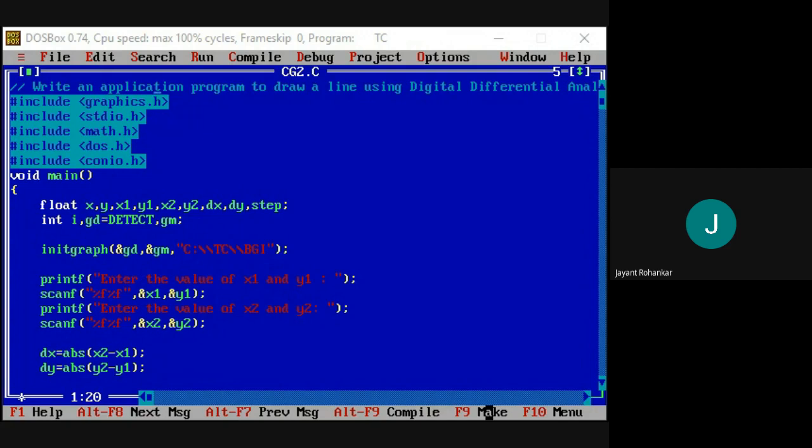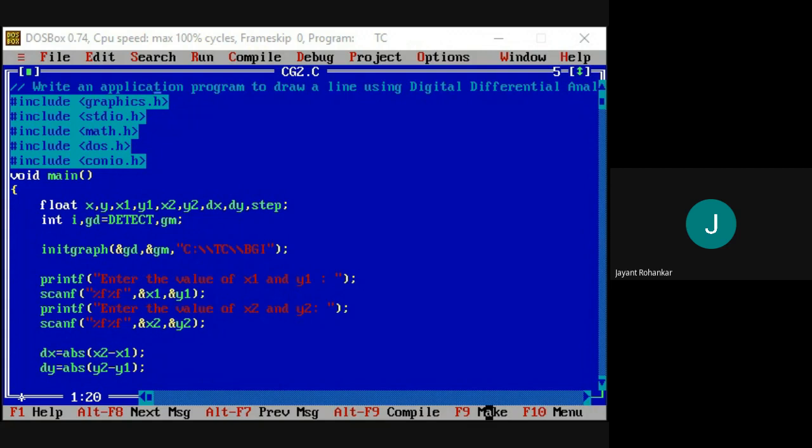Incremental method means we have to calculate the value of x coordinate or the value of y coordinate, and accordingly, if we get the value of any one coordinate, we have to increment the value of x and y by 1. So this is the incremental method, on the basis of which digital differential analyzer works, and it will draw a line on a screen.